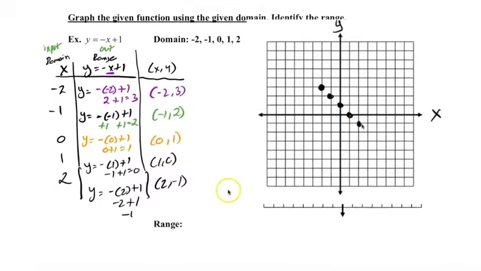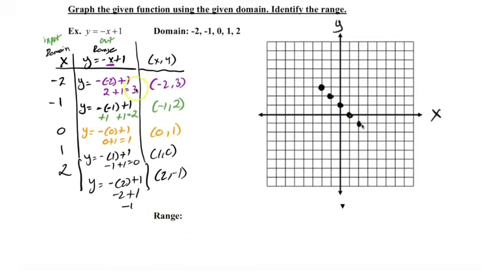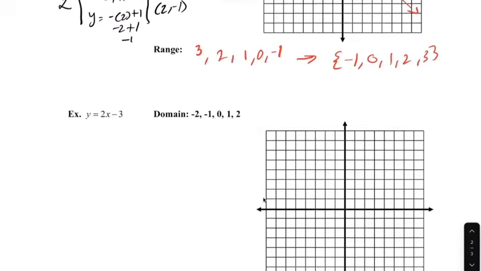Okay, and then the other question here is, what is the range of this graph? The range is just the y values we found. So our range is going to be 3, 2, 1, 0, -1. And actually, we should put it in correct order. So I'm going to go -1, 0, 1, 2, 3. We want to go low to high. So that's our range. Okay, let's do one more real quick to make sure we got it.